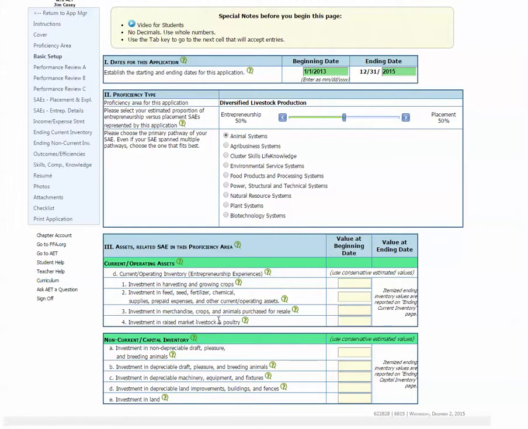Investment in raised market livestock and poultry. Essentially, this is the same thing. If in a livestock operation you have animals that have been raised in the project to be sold, they just haven't been sold yet, then they should be valued at what they could be sold for on that date. For items 3 and 4, if we were talking about animals, for example cattle, and the typical way you sell those cattle is with a local auction sale, then these values simply should be those most recent auction values.